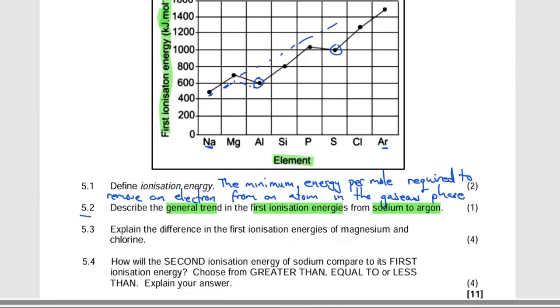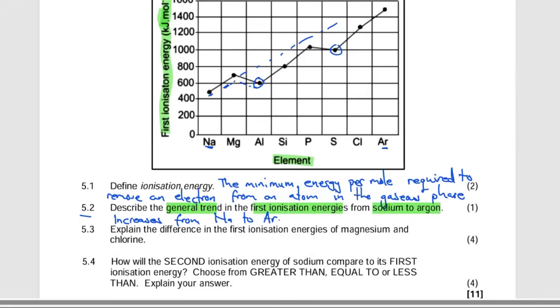So we're going to say increasing, right? The first ionization energy increases from where they said we should start, from sodium. So I'm going to say it increases from Na to argon, which is Ar.